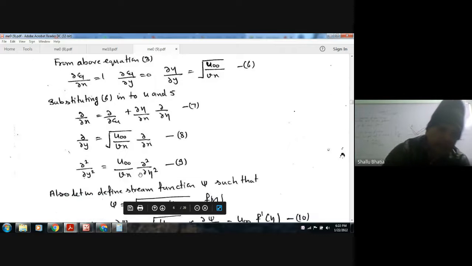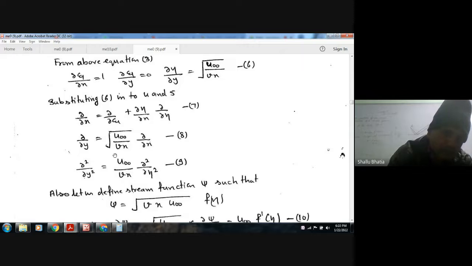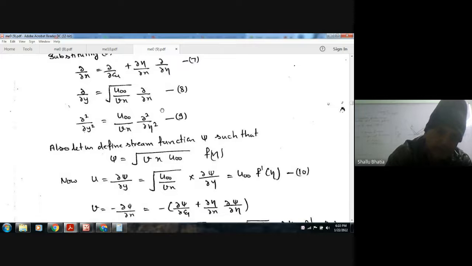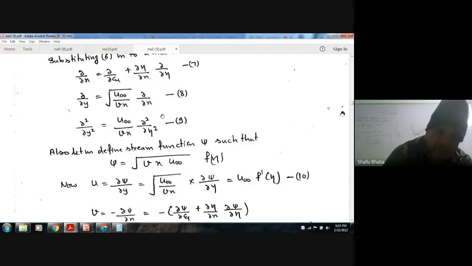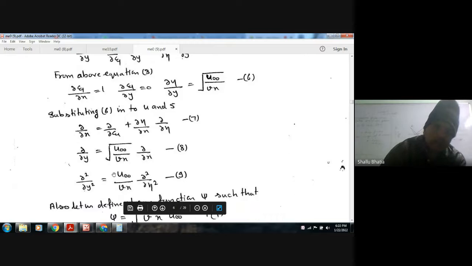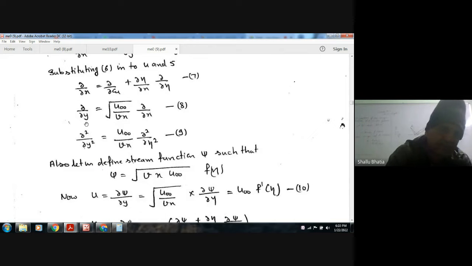Okay, and again differentiating, this quantity is independent of y. So differentiating again, we have ∂²/∂ζ². Okay, again differentiating, because ∂ξ/∂y is this quantity, the square root will be cancelled out. So now we have ∂/∂x, ∂/∂y, and ∂²/∂y².